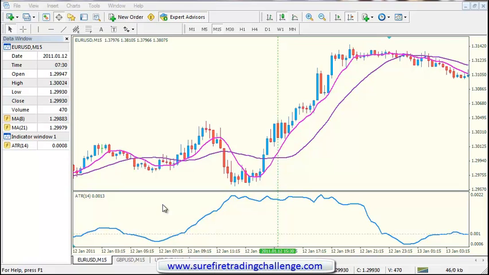Let me run through the buy trade rules of my system as I show you an example trade on this chart over here. As you can see, I'm using the Euro USD 15-minute chart.